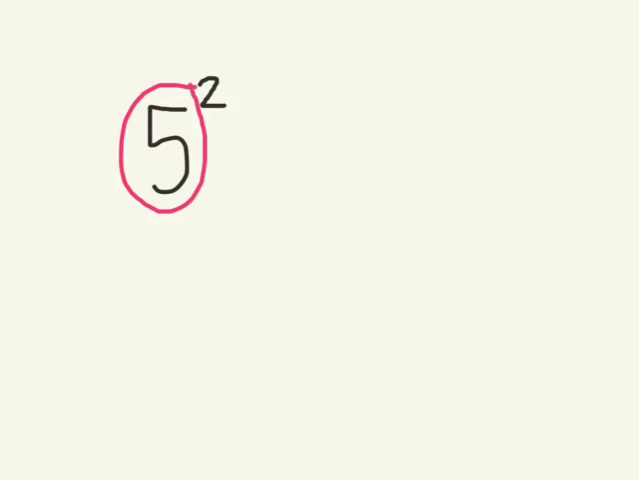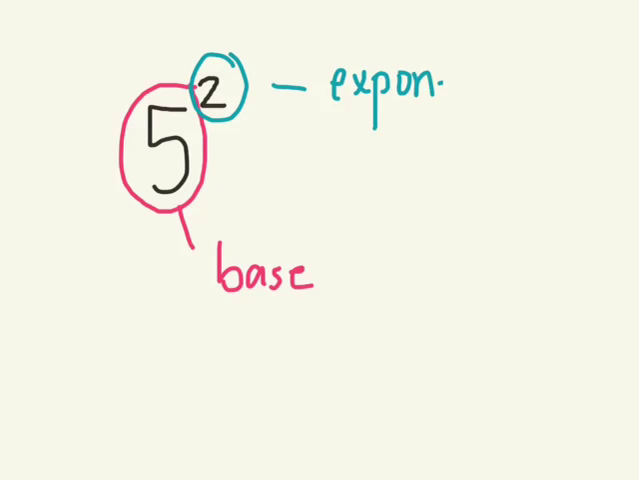Good. This is called the base, and that's a number that's getting multiplied. And this is the exponent. So what does the exponent tell you? How many times the base is getting multiplied. Right. The exponent tells you how many times to multiply the base, and the base is the number that's being repeated. That's what's repeatedly being multiplied.